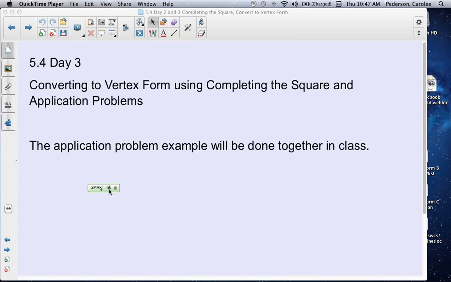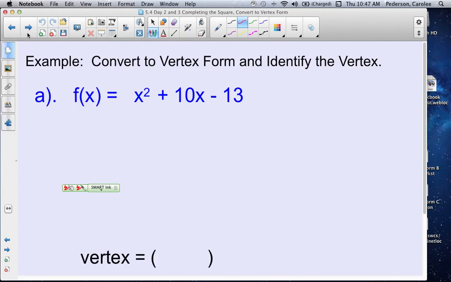This is 5.4 day 3, converting to vertex form using completing the square. There is an application problem, a word problem, that will be done in this lesson, but I'm going to save that for what we do in class together. There are two examples that we're going to do in this lesson. They're very similar, so if you want to watch one and then write one, that is fine.